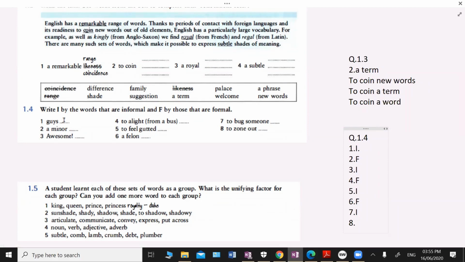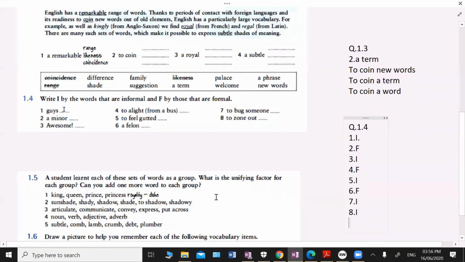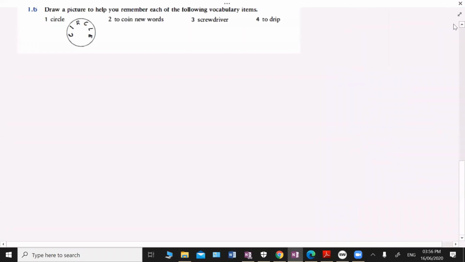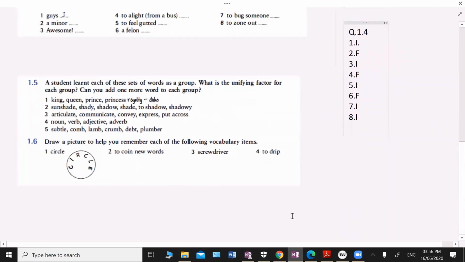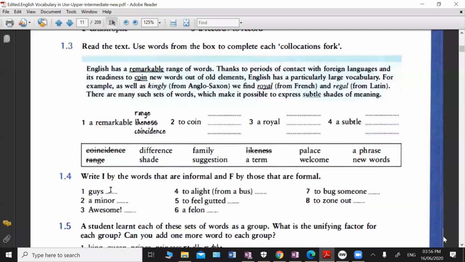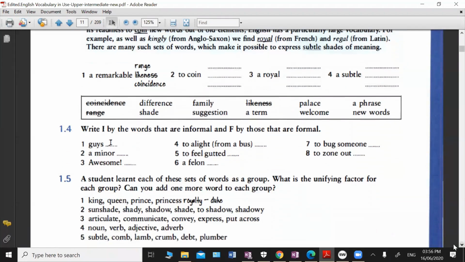Next one, to zone out, means to lose something. Okay, so it's again an informal word, which we don't use in our formal language, in our everyday language. Okay, now the down part here, there is another question. Let me show you this question from the book so it will be much clearer.